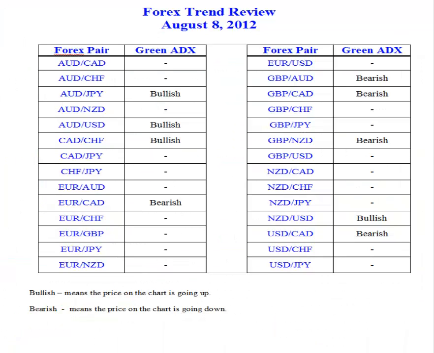From the price charts, we can determine if a pair is trending because the ADX will be green. This trend review list shows those pairs today that have a green ADX. Also noted is the direction of the trend.